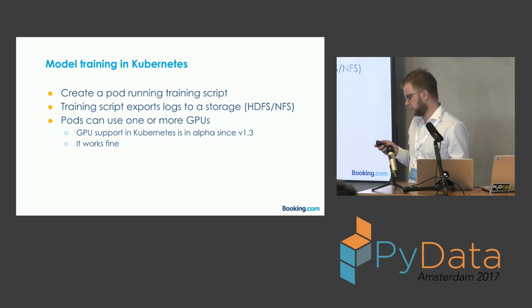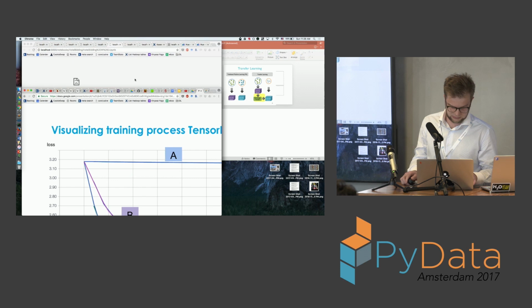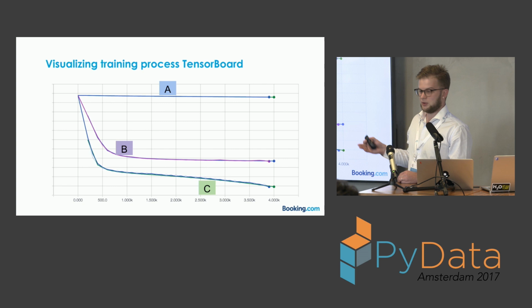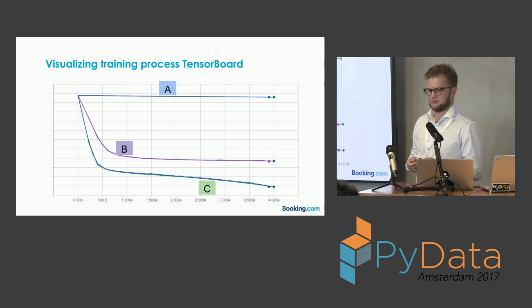And for instance, we ran a hyperparameter search using three experiments. What can you tell about experiment A? It's a loss function for both the training and validation set. Basically, it's not converging. So probably we should give up on this hyperparameter configuration. What about B?